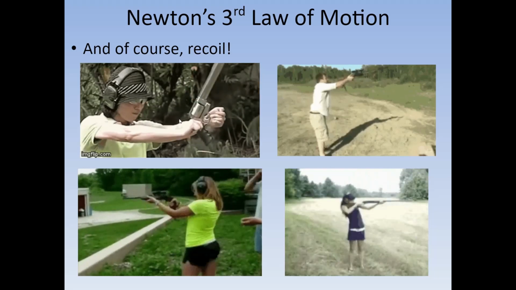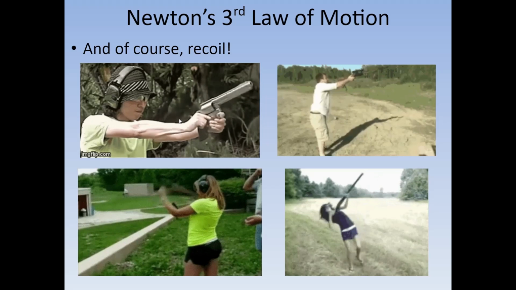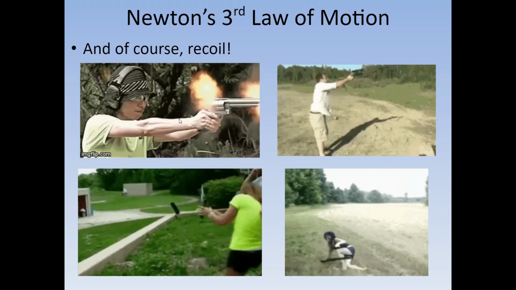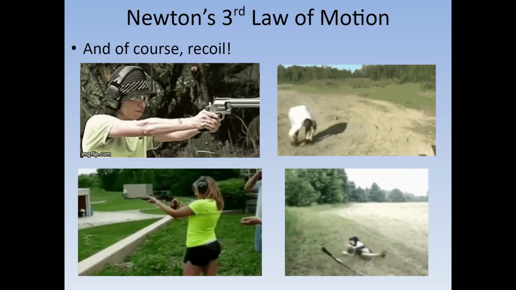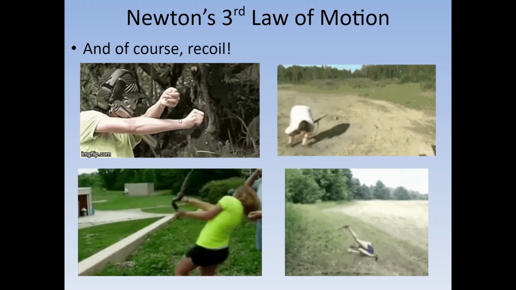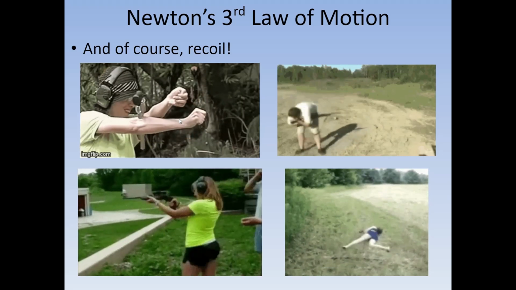Now, one thing to clarify is Newton's third law says that the forces are equal and opposite. So the force on the bullet and the force on the gun are equal to each other, but in opposite directions. However, the effect of the force is going to be different. The reason I say that is because of Newton's second law, which is F equals ma.